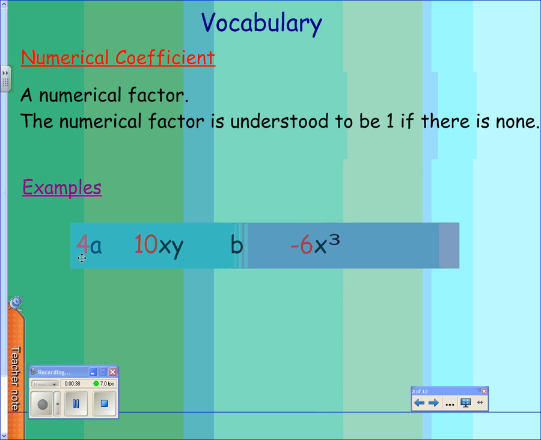if I'm looking at 4a, 4 is a coefficient. If I look at 10xy, 10 is a coefficient. If I look at negative 6x cubed, negative 6 is a coefficient. But if I look at b, even though there's not a number there, there is one. It's hiding. It's the number 1, so its coefficient is 1.